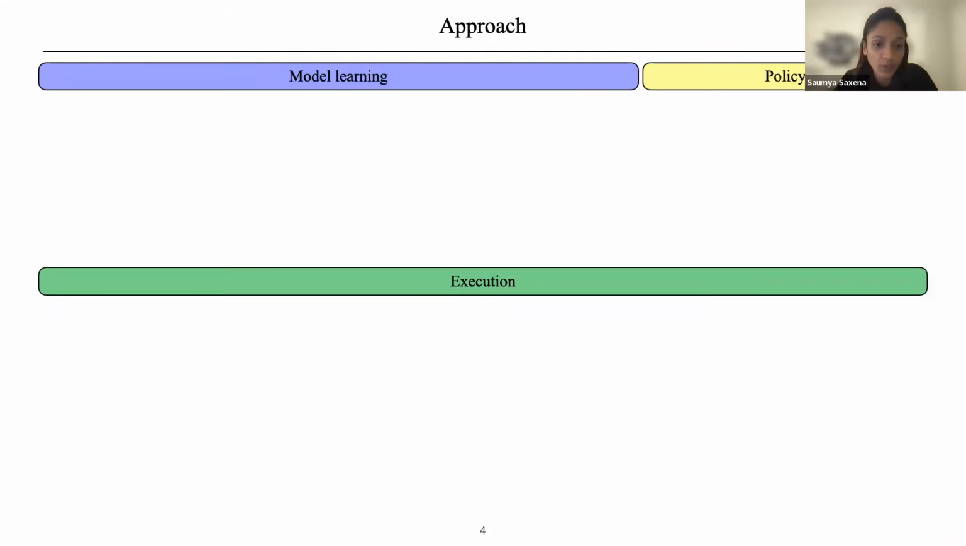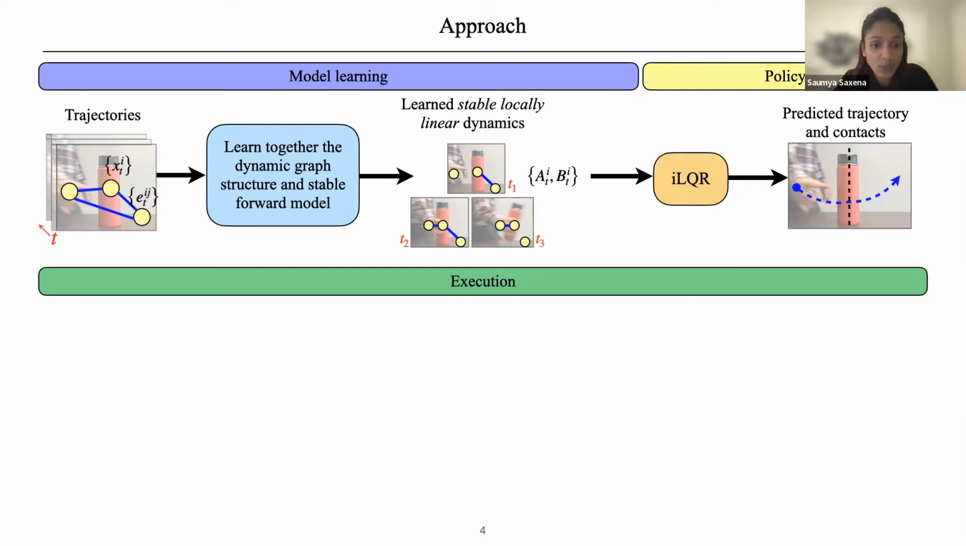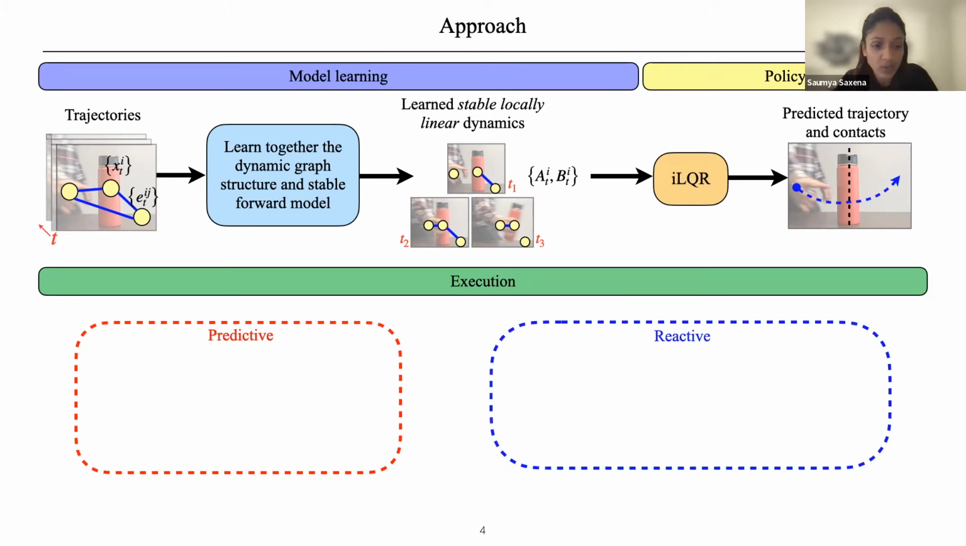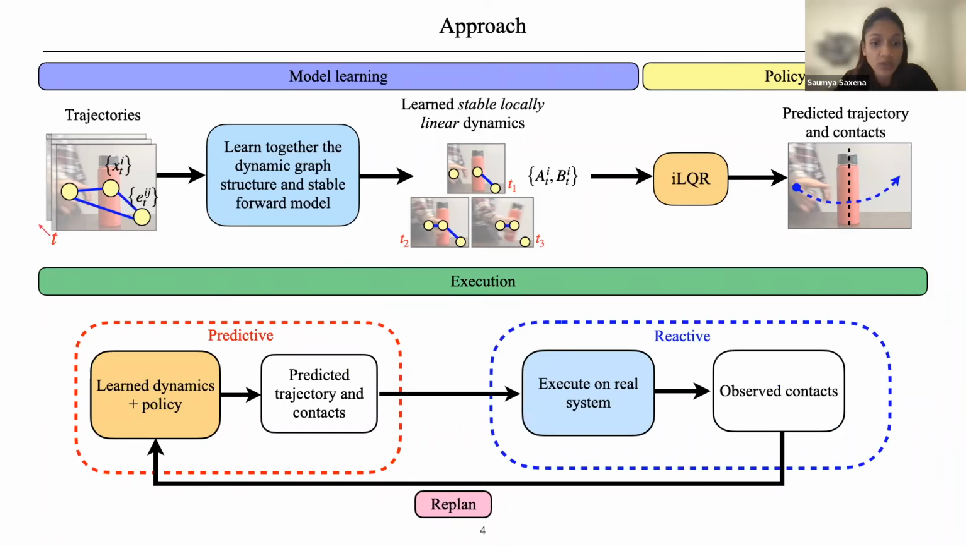Now I will give a brief overview of our approach and talk about it in more detail in the coming slides. First, given some sample trajectories, we learn the dynamics of interacting systems by simultaneously learning the dynamic graph structure and a stable locally linear model of the system. Next, we use ILQR and the learned model to plan for the predicted trajectory and contacts. During execution, we employ a combined reactive and predictive control scheme. That is, we use the learned model and policy to predict the robot trajectory and anticipated contacts, and also react to unanticipated contact events by updating the model predictions using contact measurement updates and replanning.